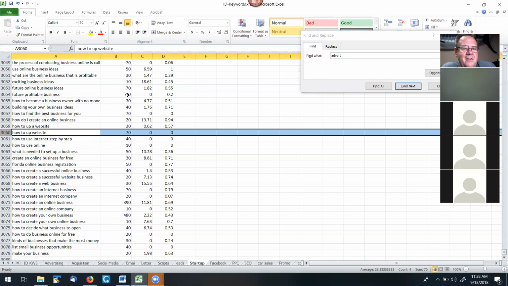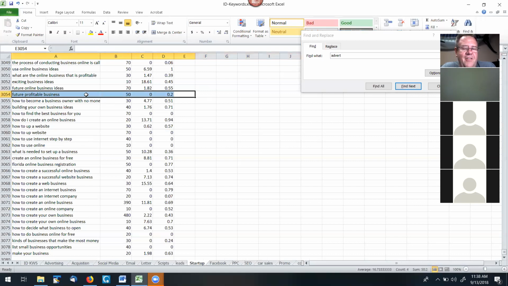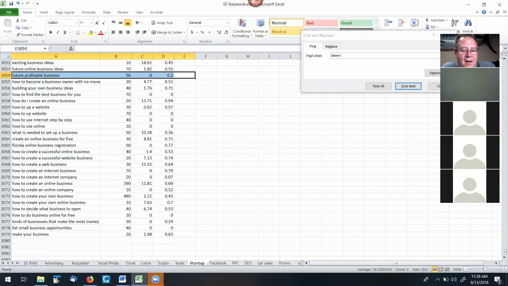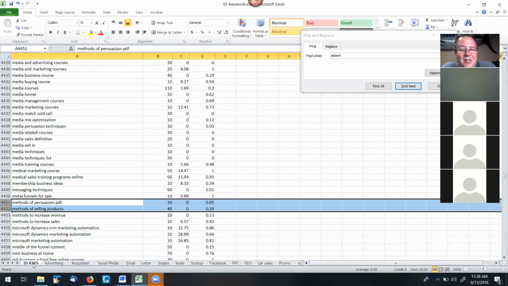Future profitable business, 50 people a month, very low competition and nobody paying for it. So that's what you're trying to do. You're trying to find the golden nuggets in here. And that's what keyword research is all about. You can see all the different tabs down here, and I haven't even got to all of them yet. What I'm trying to do, you see there's a lot of these about courses. These are perfect for me to sell the ACT program. That's what I'm doing this research for, to see what my opportunities are to sell ACT.